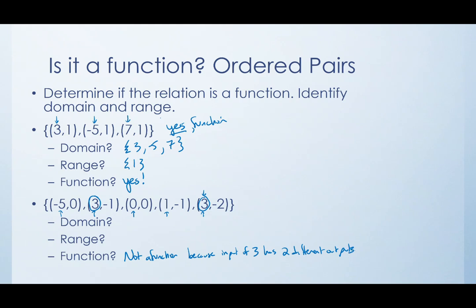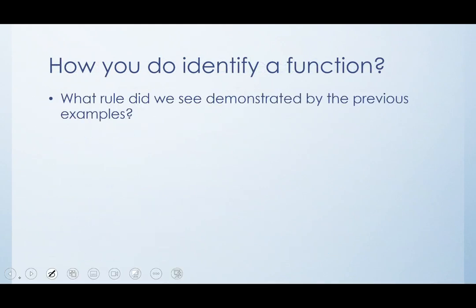So really you're just looking for repeated x values, repeated inputs, the same value of the input more than once. So our domain on this one, -5, 3, 0, 1. We don't need to list the 3 again. The range, 0, -1, -2. But this one is not a function because of those repeated values of 3.